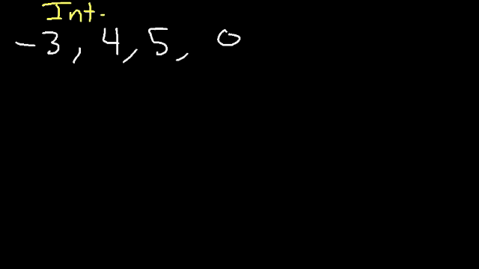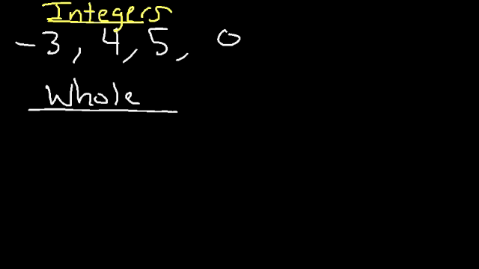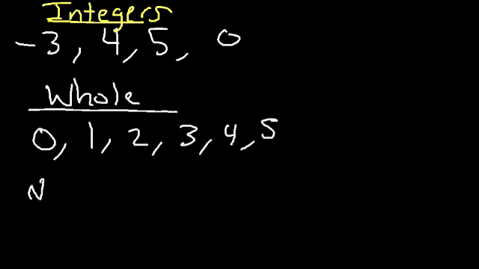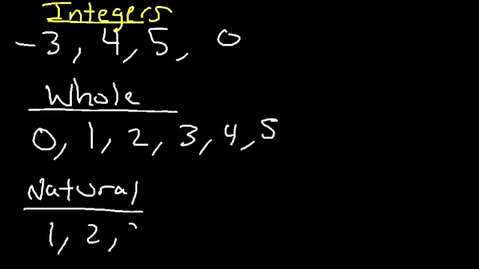Now, you need to know the difference between whole numbers, natural numbers, and integers. An integer could be negative, it can be positive, or it can be 0. These are considered integers. A whole number includes 0 and positive integers. Natural numbers do not include 0, but they do include positive integers. So just in case you see these terms on the exam, you know what they mean.